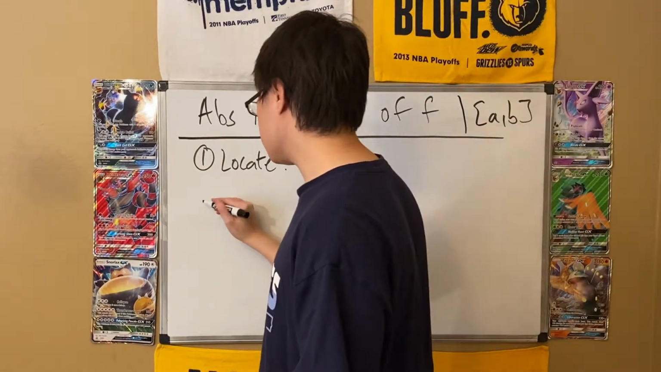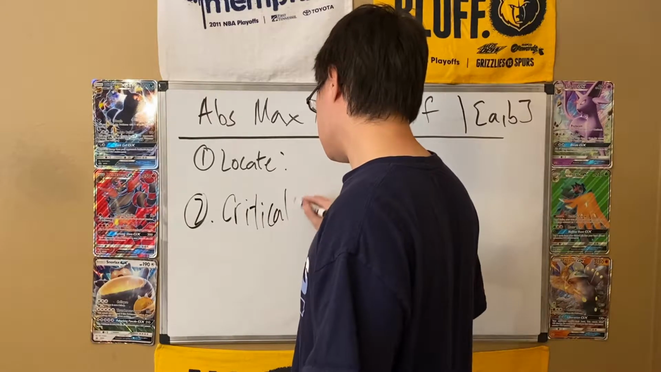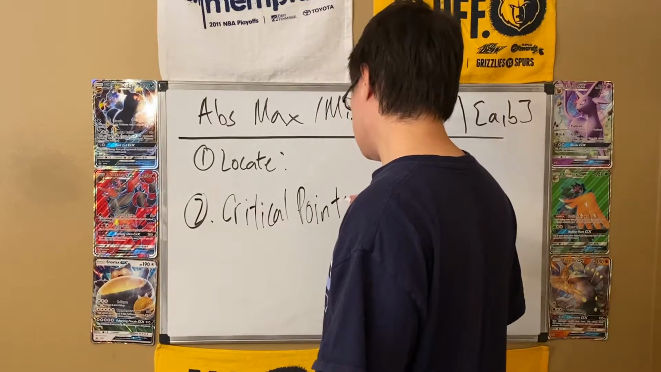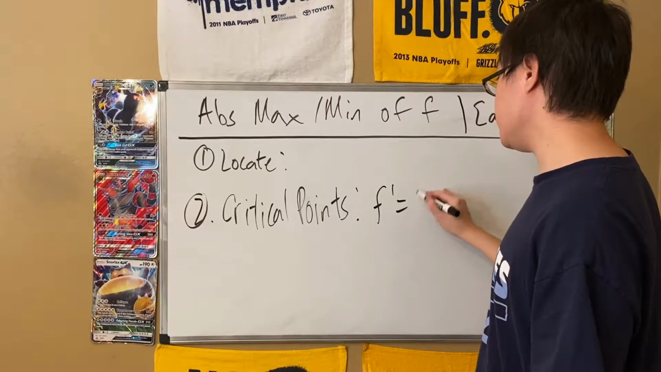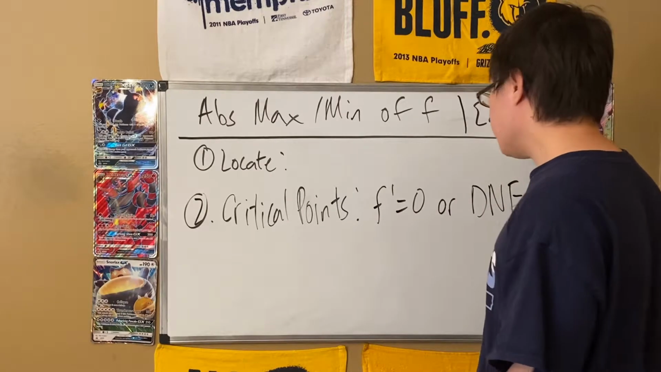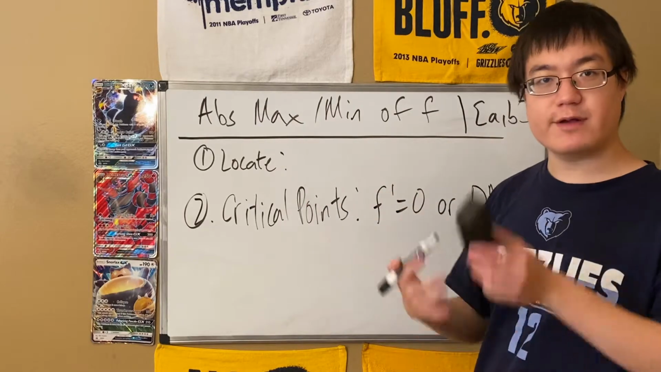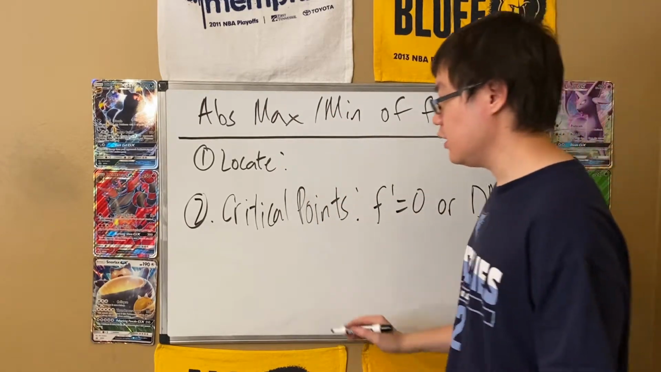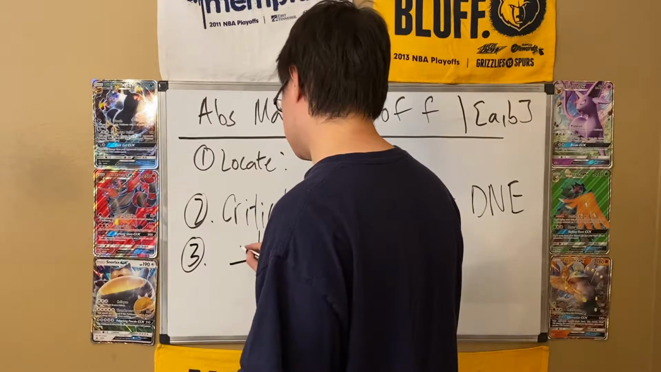So the second step is critical points. And critical points are where the derivative equals 0 or potentially non-existent. In most cases, it's where the derivative equals 0. So what we're going to do is we're going to take the derivative of step 1 and set it equal to 0.